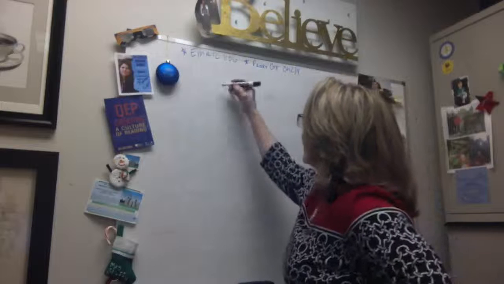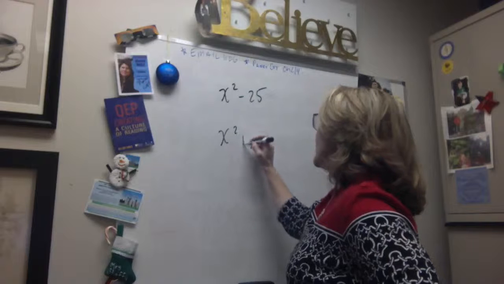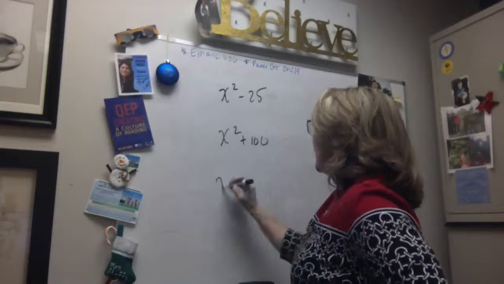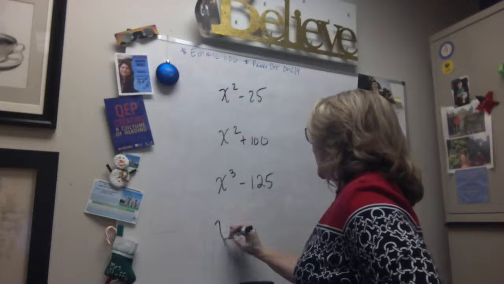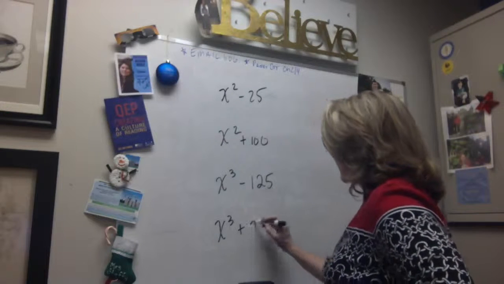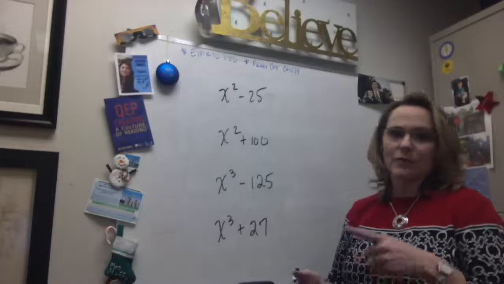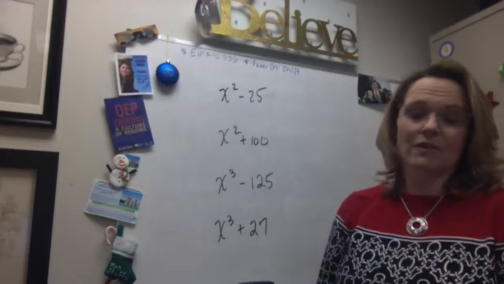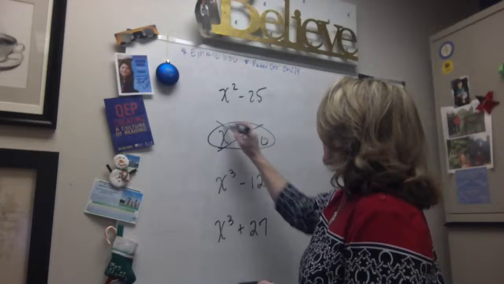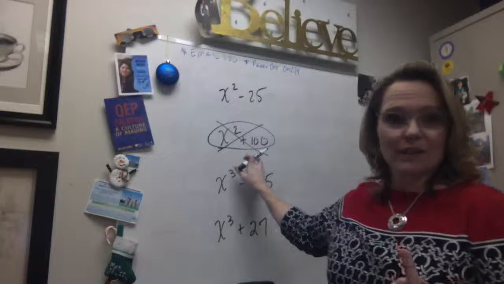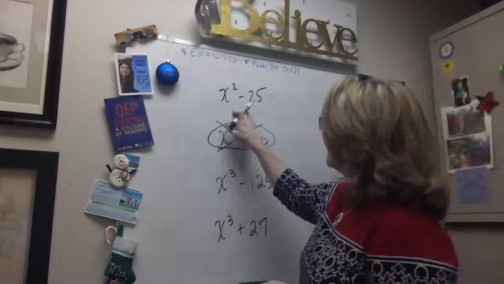So here, if I have x squared minus 25, or if I have x squared plus 100, x cubed minus 125, or x cubed plus 27. Only three of these four problems can actually be factored. We can work with a difference of squares, a difference of cubes, or a sum of cubes. So technically this is not something we can work with. Here I've got a sum, see the connector there was plus? Sum of squares, and so that's not factorable. But a difference of squares is.